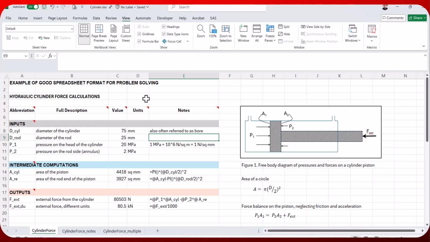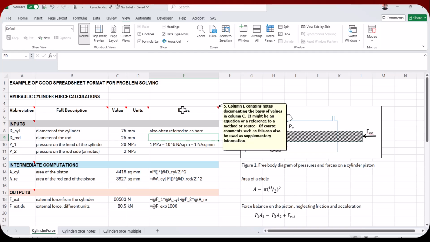In engineering and other disciplines, units absolutely matter. So it's important to keep the unit separate from the number itself, because if I had in a cell 75 space mm, I can't compute based on that because it's not a number. So I keep my unit separate, but in the cell right next to the value. And then the 5th column is the notes. It explains where this came from, maybe the assumptions made.